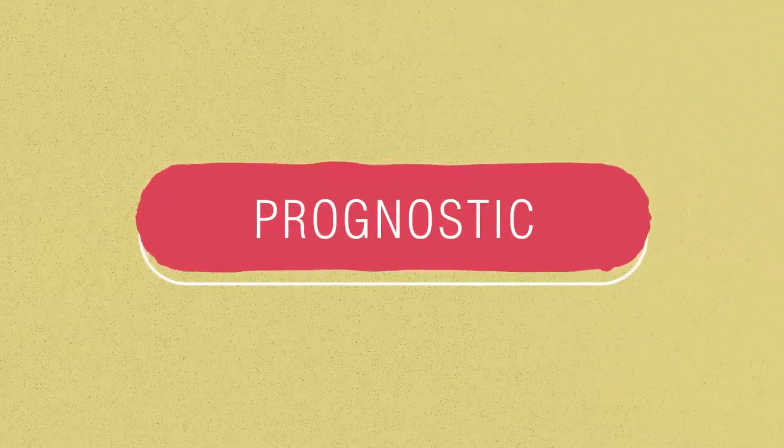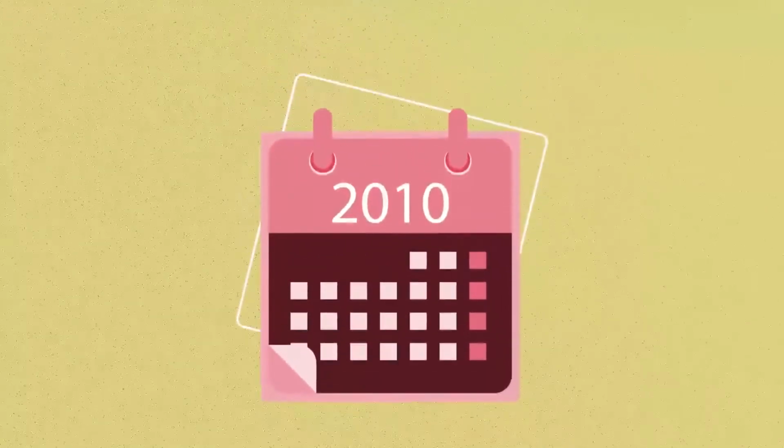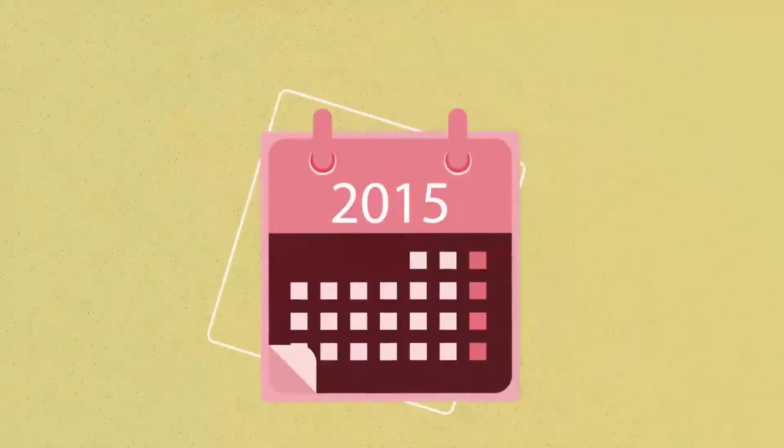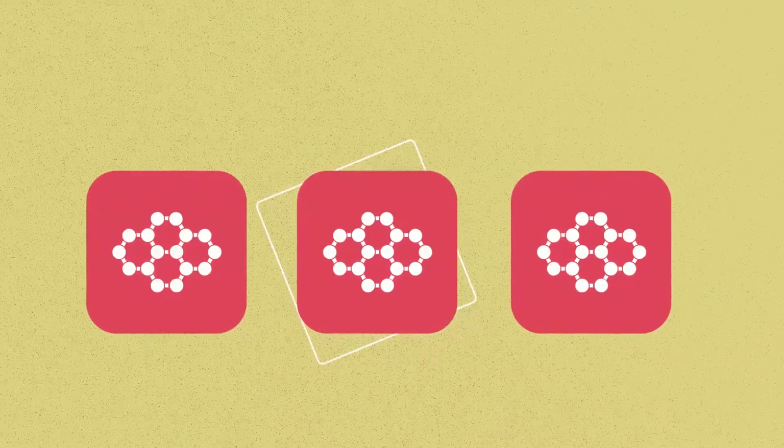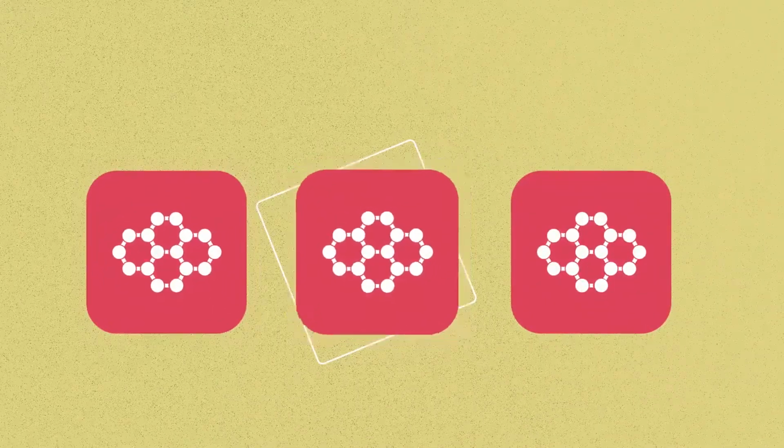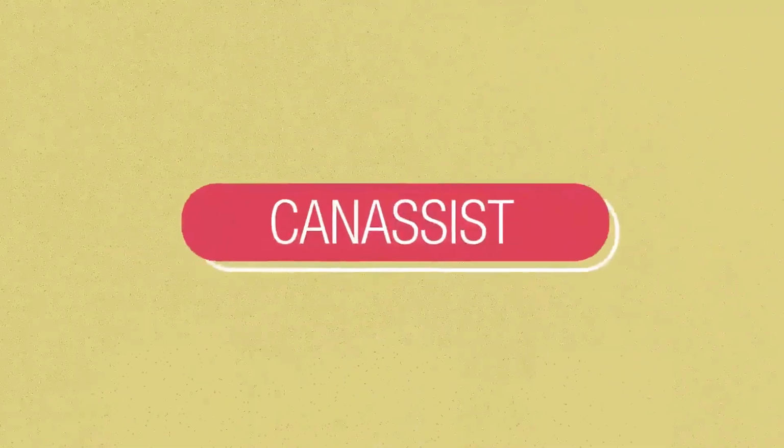The third category is prognostic. The test in this stage helps identify risk stratification for the next 5 years and to help choose the right therapy for the patient. The test in this stage is CanAssist.